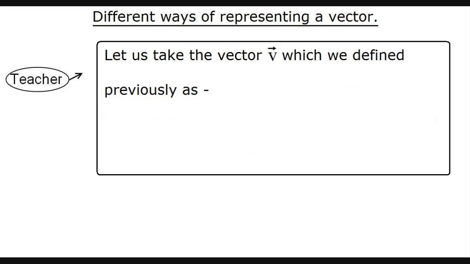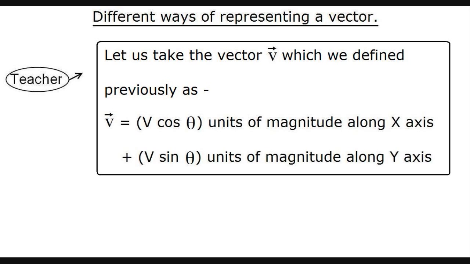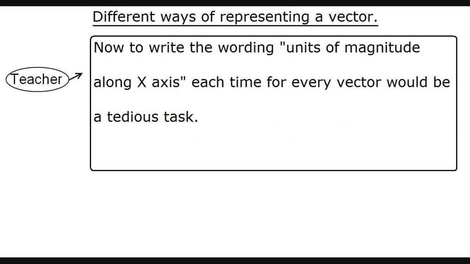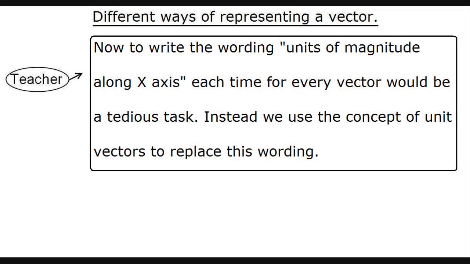Let us take the vector v bar, which we defined previously as v bar is equal to v cos theta, units of magnitude along x-axis, plus v sin theta, units of magnitude along y-axis. Now to write the wording, units of magnitude along x-axis, each time for every vector would be a tedious task. Instead we use the concept of unit vectors to replace this wording.